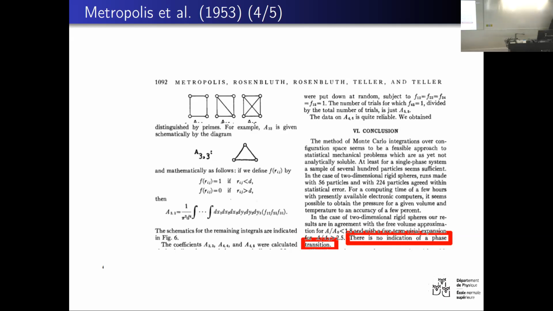So now, talking about the first paper, second paper. This is the conclusion of the Metropolis et al. 1953 paper, and it says there is no indication of a phase transition. Well, they did this calculation and found that the pressure did not have any funny stuff happening. So there's no indication of a phase transition. That's the first paper.